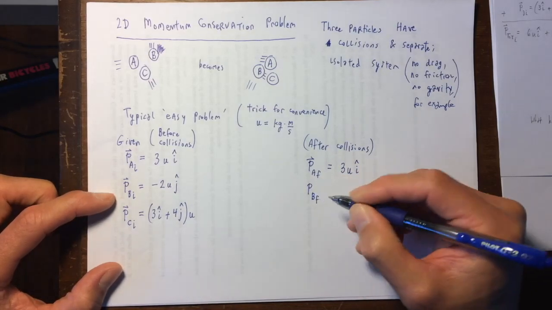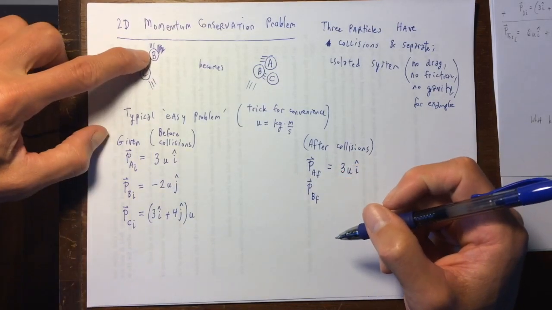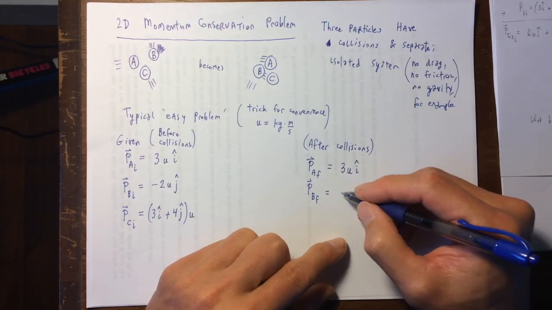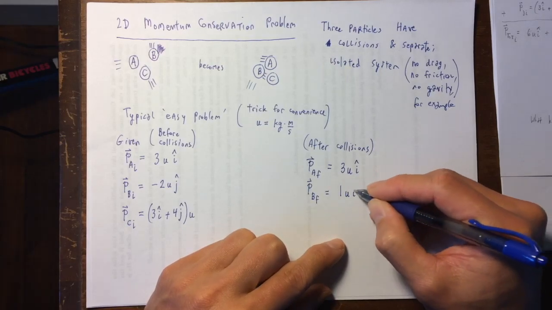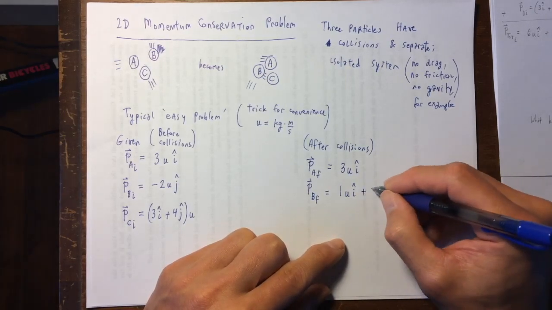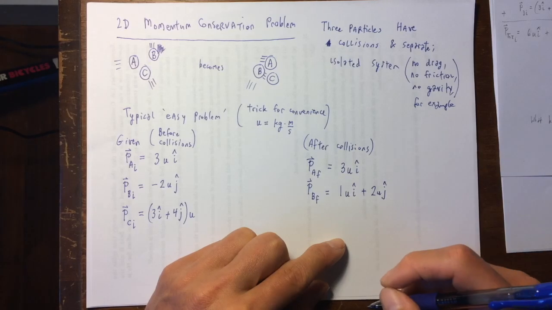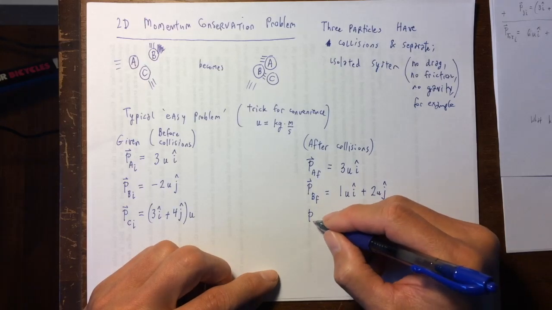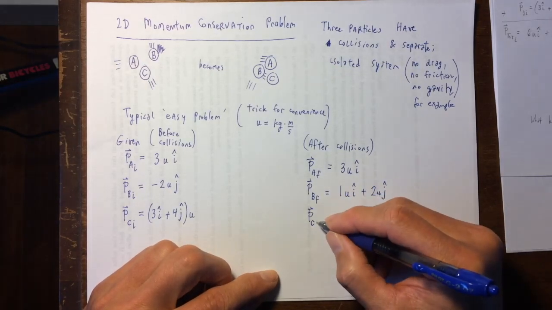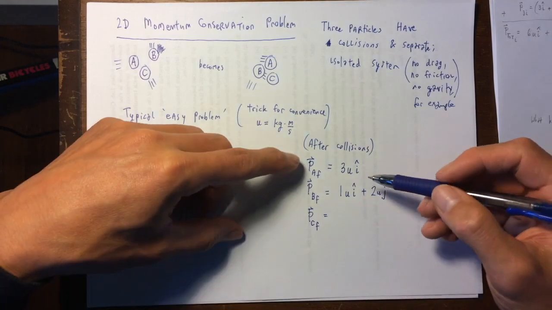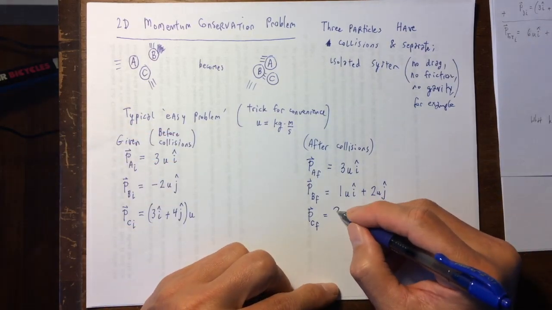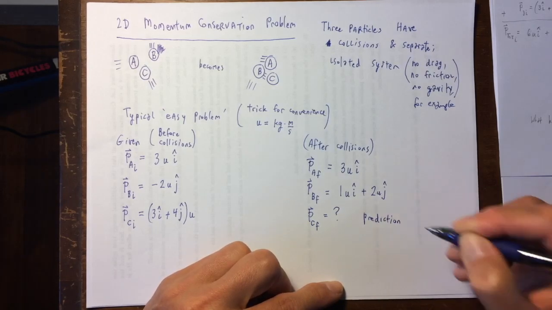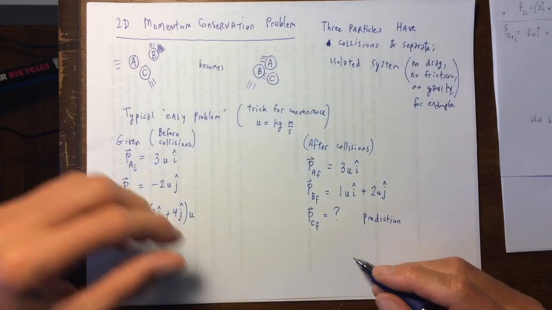The momentum of object B, this particle here, has become, in the final case, 1 unit of momentum in the I hat direction plus 2 units in the j hat direction. And then here is the unknown. So this is the momentum of object C after all the collisions, or this is our prediction. This is the goal of the problem, or at least the first part of this example problem.